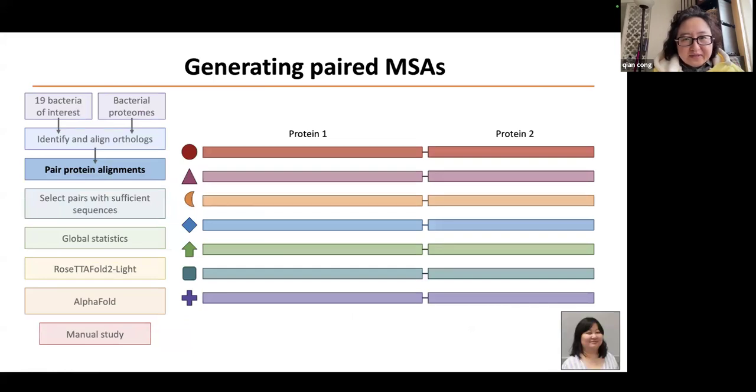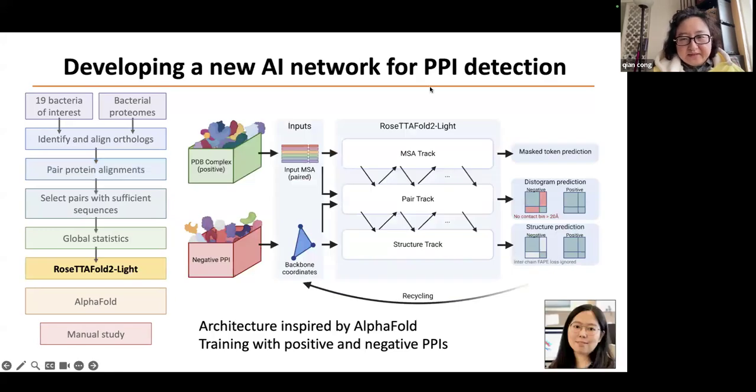So here is a little bit of detail about how we did it. It's similar to what I introduced before. When you generate a paired alignment, you start from one protein pair, then you find their homologs across different bacteria. Then you generate a so-called paired sequence alignment. Another thing that I would highlight in this pipeline is a new method that we developed, called RoseTTAFold 2 Lite, which is a fast PPI screening network.